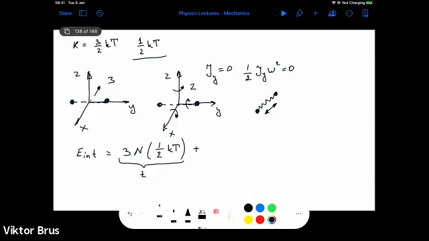Then we have an additional contribution from rotational motion. It will be 2, because we have 2 additional degrees of freedom, times N, the total number of molecules, times 1/2 kT. So this comes from rotational motion.